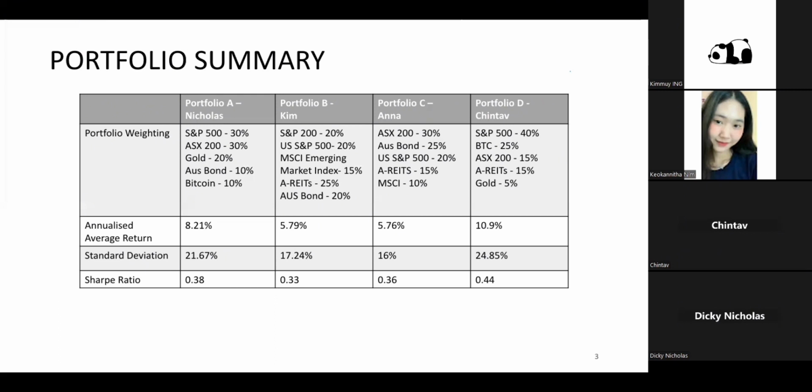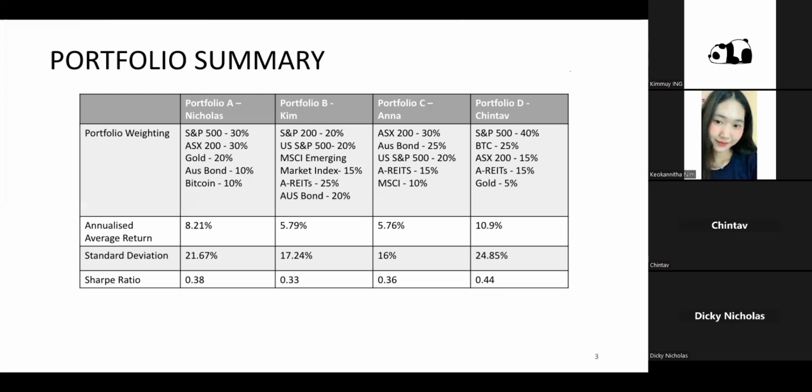I have set up my investment portfolio in portfolio C, as you can see. Here's what it looked like: ASX 200 30%, Australian bonds 25%, US S&P 500 20%, AREITs 15%, and MSCI 10%. Let me explain why I put my money into these areas.